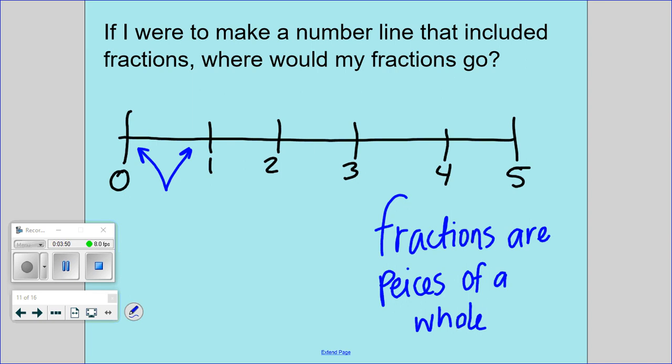Now, fractions are not necessarily smaller than 1. Okay? If I have 1 and a half cookies, that's bigger than a whole, because I have 1 whole cookie plus another half of a cookie. That's bigger. That fraction is going to go in here. So my fractions are really just the in-between numbers. Does that make sense?